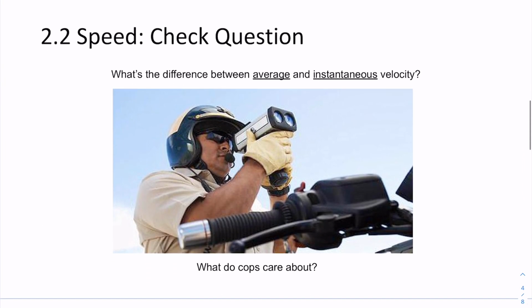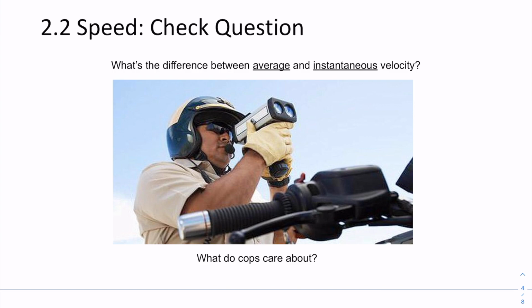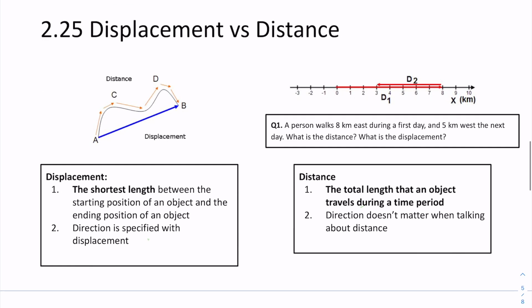So, very quick check question. What do you think a cop would care about? Would he care about average or instantaneous speed? Go ahead and answer. He would care about instantaneous speed. 75 miles per hour, no good. Please lower that down to 68 miles per hour. Speed at any given instant.